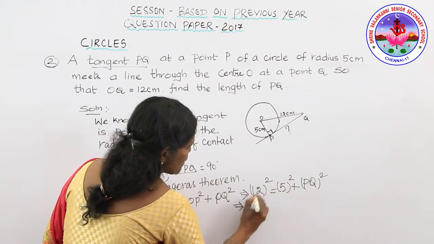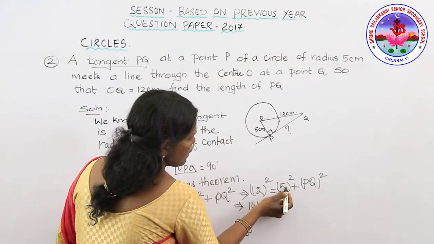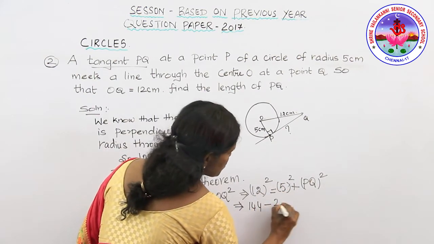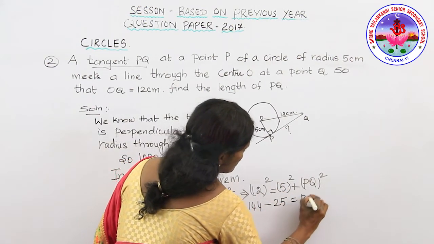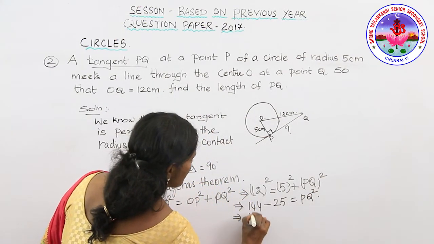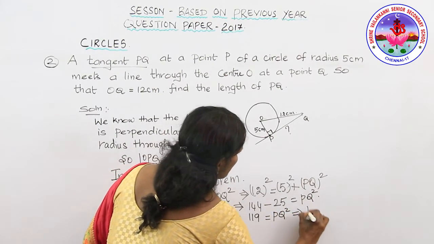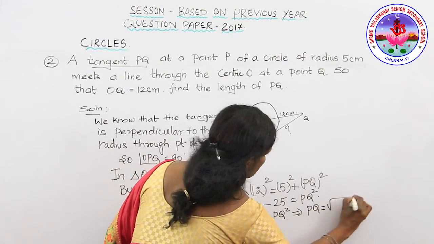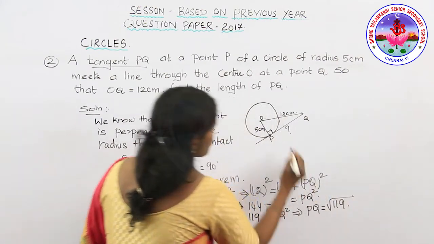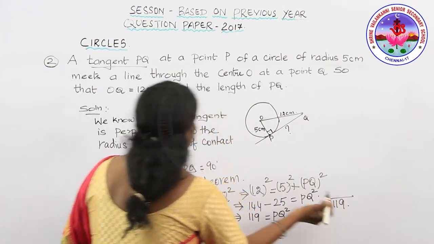Where 12 squared is 144 and 5 squared is 25. Bringing this 25 to the other side, it becomes minus 25, which is equal to PQ squared. Which implies 119 is equal to PQ squared. Further, PQ is equal to the square root of 119. So I got the length of the tangent PQ as root 119.